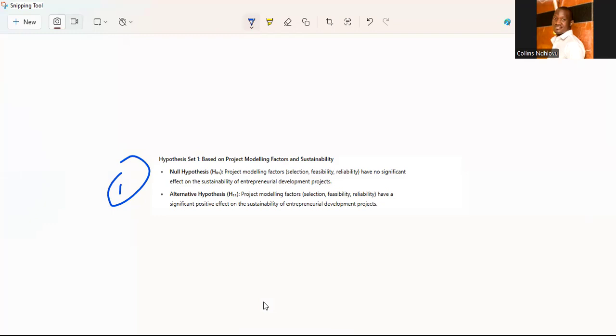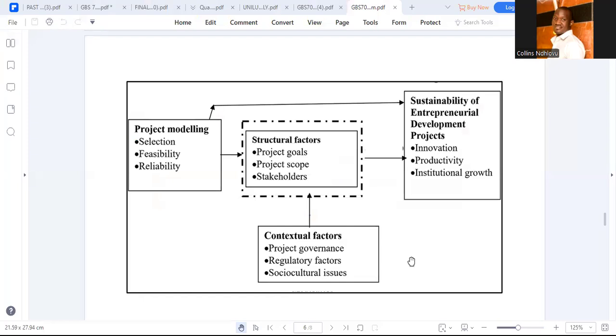Set 2, we can go to our what? Which other hypothesis can you create? You can use contextual factors and sustainability. Each of these should end at the what? The dependent variable. So you can simply say the structural factors, which are project goals, scope, and stakeholders, have no effect on sustainability of entrepreneurial development. The alternative hypothesis, structural factors, in brackets, goals, scope, and stakeholders, have a significant impact.